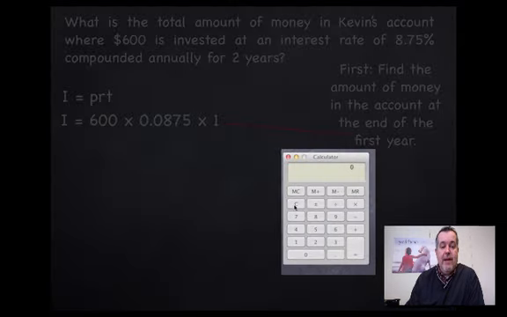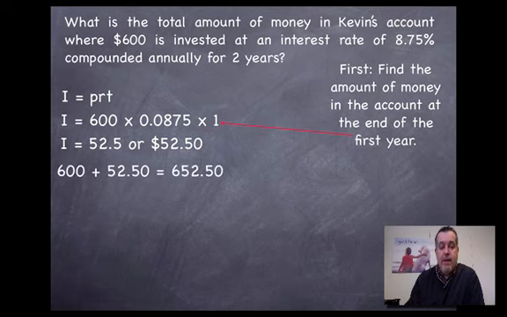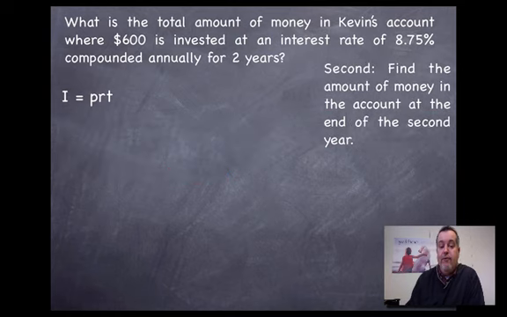So to do that, we get our handy dandy calculator out and we're going to multiply 600 by 0.0875 or 875 10,000ths. Okay, and we get 52.5. All right, so we're going to take that $52.50 and we're going to add it to our original $600, and this tells us what we have at the end of the first year. We went from 600 to 652.50.